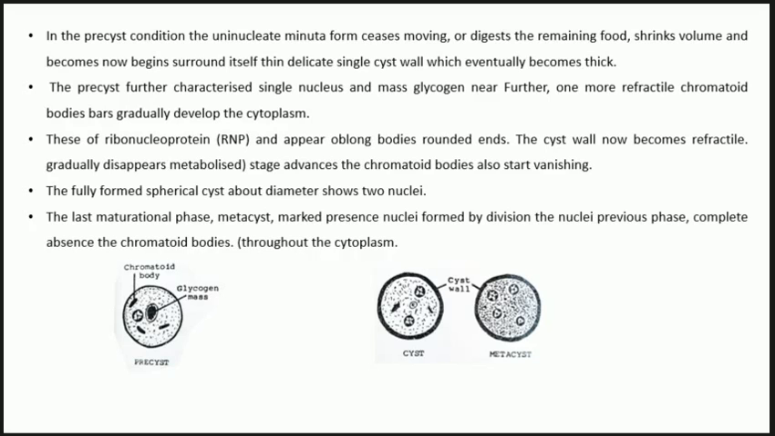So the spherical cyst shows 2 nuclei. You may see the 2 nuclei. Now glycogen is reduced. After this there will be the last maturation phase, that is the metacyst, marked by the presence of nuclei formed by division. In the previous phase it was 2. In the precyst you have 1 nucleus, in the cyst you have 2 nuclei, whereas in the metacyst you will see the presence of 4 nuclei. And this is the last stage.